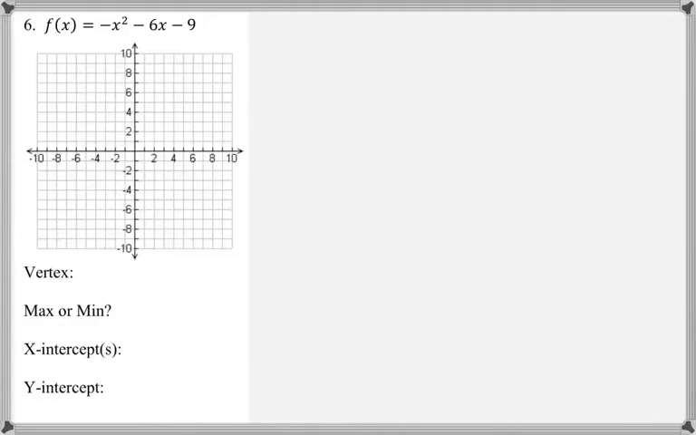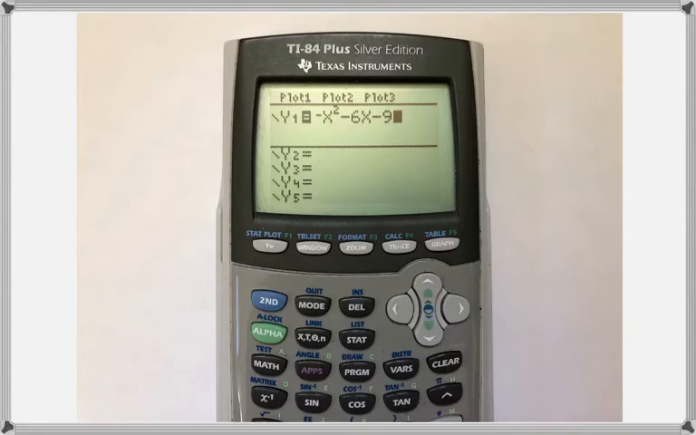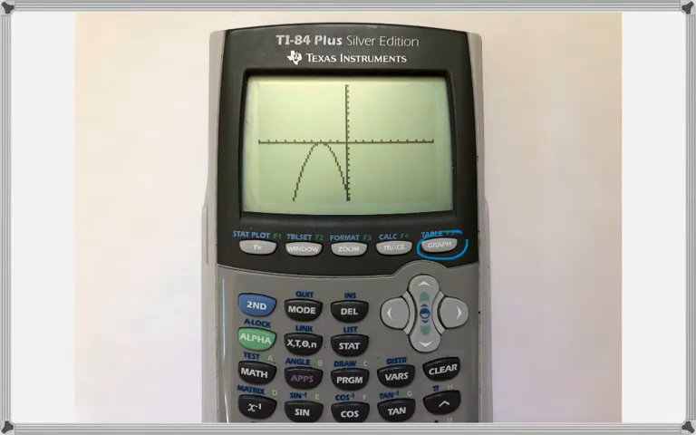On number 6, we're graphing the function, finding the vertex, stating whether the vertex is a max or a min, and then finding the intercepts. So there's a lot of different calculator steps on here. We need to press y equals and enter in the function. Then I can press graph and see the graph of the function.